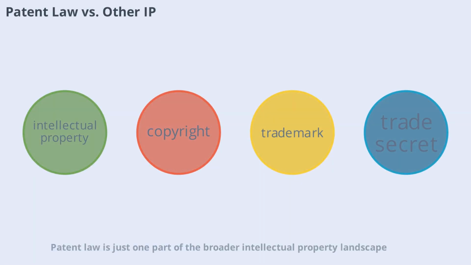Patent law is just one part of the broader intellectual property landscape. Other forms of IP include copyrights, trademarks, and trade secrets. Each offers unique protections and serves different purposes. In this scene, we'll compare patent law with other IP types, highlighting their similarities and differences. Understanding the full spectrum of IP helps inventors choose the best strategy for safeguarding their creation.